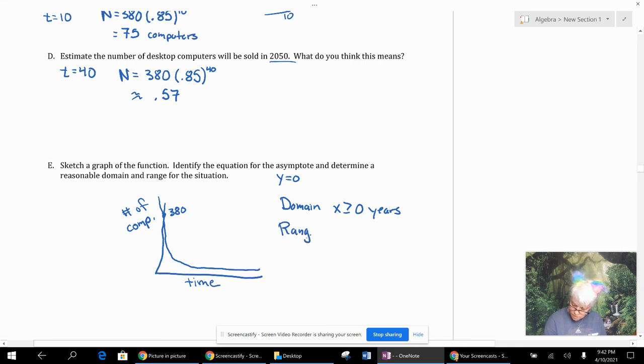Range, also: I went on down toward 0. Technically, it never really got to 0, but it was greater than 0, and less than or equal to 380. So they started with 380 and went closer and closer to 0, but I guess they just got smaller than one computer. It's a silly example, but there you go.